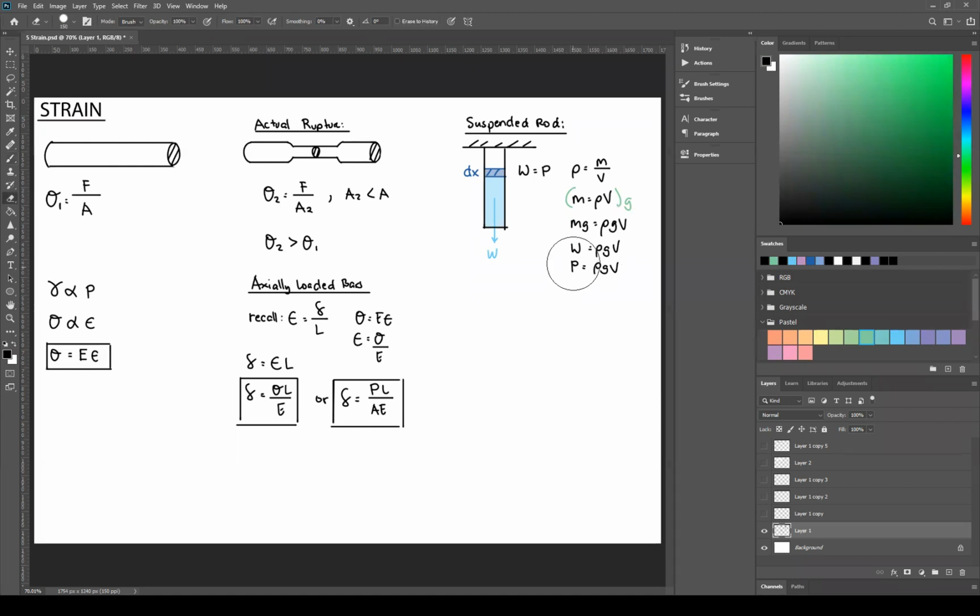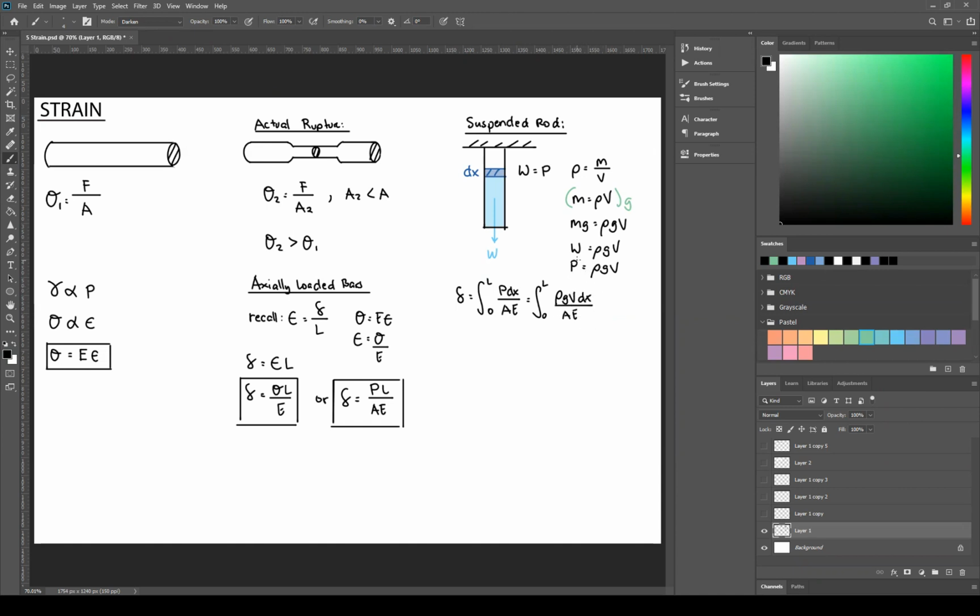Okay? So again, let's differentiate. This is P, this is rho, this is rho. Now that we have an equation for P, let's go back to the integral equation. Delta equals integral from 0 to L of P dx over AE. And then let's just sub our values for P. P is rho gV, so rho gV dx over AE.